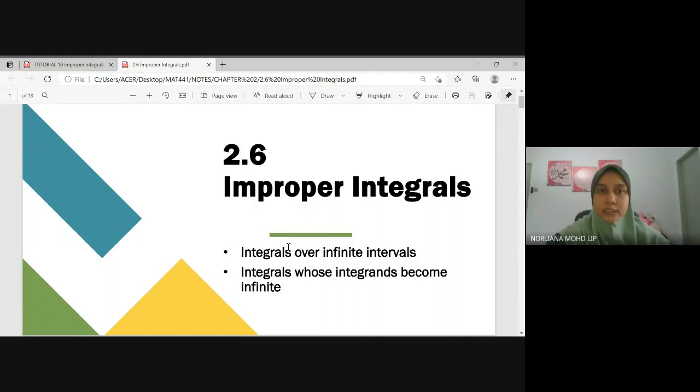The last subtopic for chapter 2, which is the improper integrals. This topic covers two subtopics: integrals over infinite intervals, which is type 1 for improper integrals, and type 2, the integrals whose integrands become infinite.